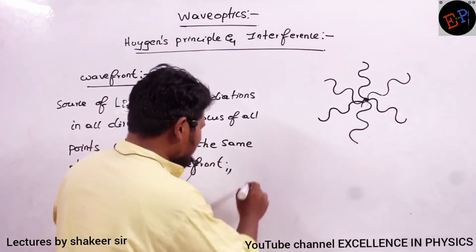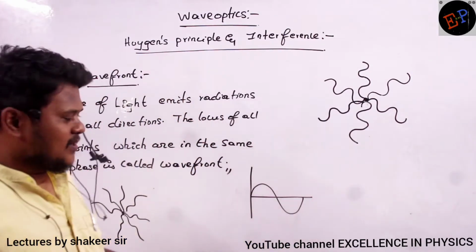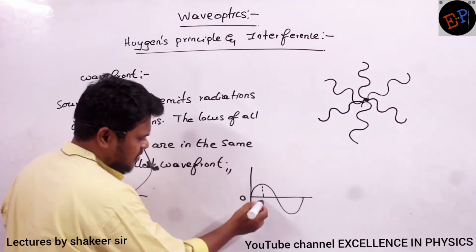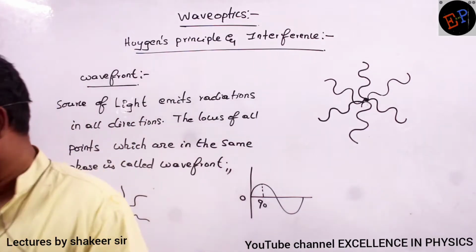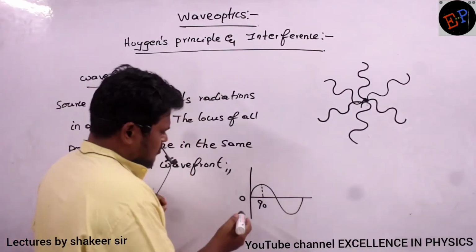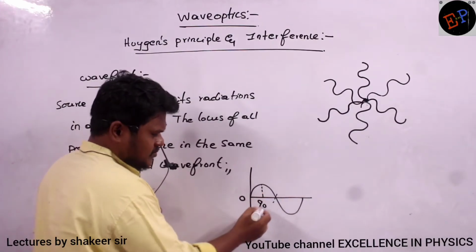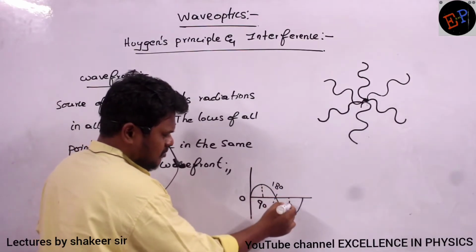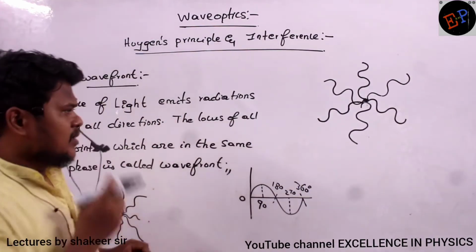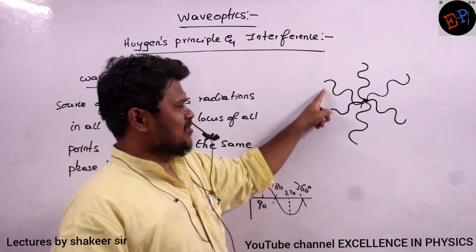Okay, now see, if I take a waveform, it appears like this. Clear? So this is 0. What is this phase? 90 degrees. Here the angle made by the waveform is 90 degrees. This one is how much? 180. This one 270, and this one is 360 degrees. Clear? Now how many waveforms have I drawn? 1, 2, 3, 4, 5, 6 waveforms I have drawn.